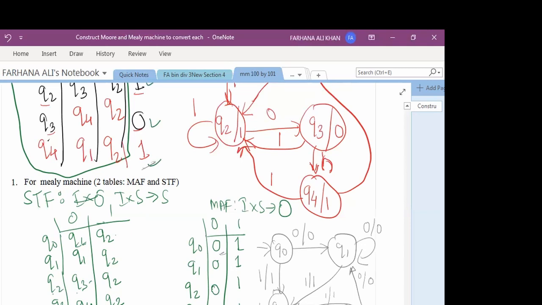The diagram of the Mealy machine, the transition diagram, and both the tables are similar to the FSM. So if you have already designed the FSM, it is very easy to design the Mealy machine.